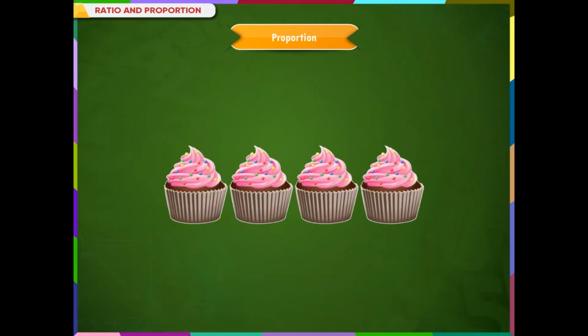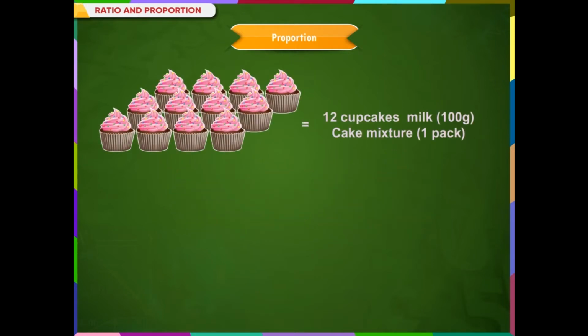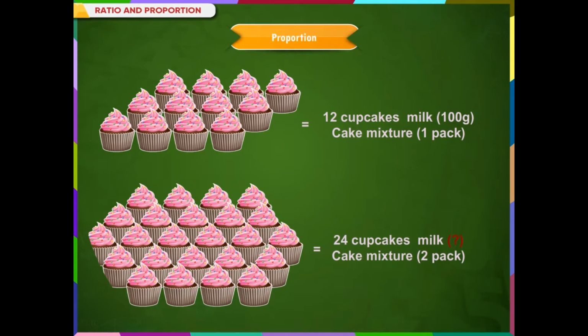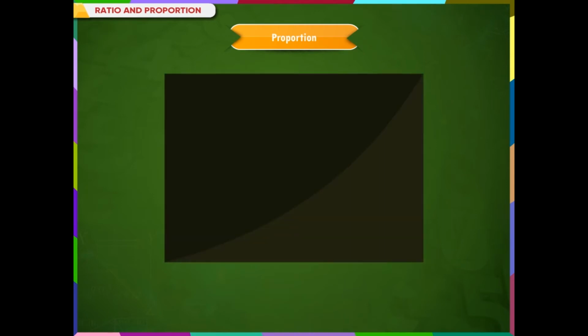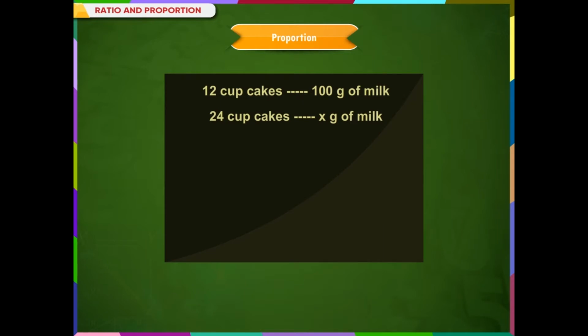You have decided to make chocolate cupcakes for your family. The recipe for a dozen cupcakes calls for 100 grams of milk with 1 pack of cake mixture. If you want to make 24 cupcakes, you will need 2 packs of cake mixture. Find the amount of milk that you will need to use for 24 chocolate cupcakes. To find the amount of milk, let us solve the sum using proportion. 12 cupcakes, 100 gram of milk. 24 cupcakes, x gram of milk. 12 is to 100 is proportional to 24 is to x.